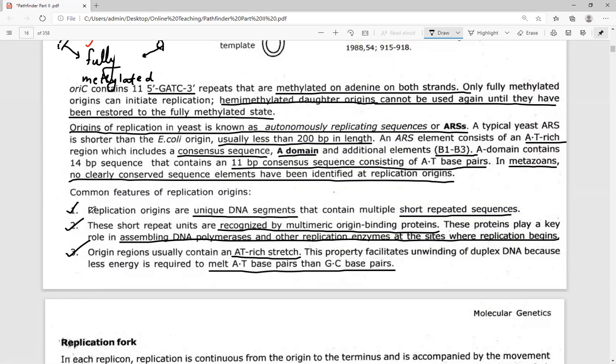Origin of replication must always contain unique DNA sequences. Origin of replication must have multimeric origin binding protein present within itself. Those proteins include DNA polymerases and several different enzymes. Origin of replication must have an AT rich sequence present within itself. Along with the AT rich sequence, GC rich sequences are also present. We always know that an AT rich region of DNA can be easily melted as compared to the GC rich region.